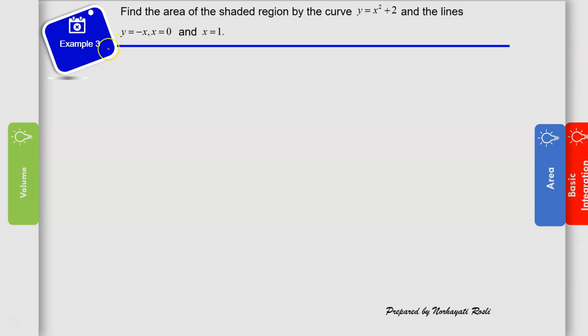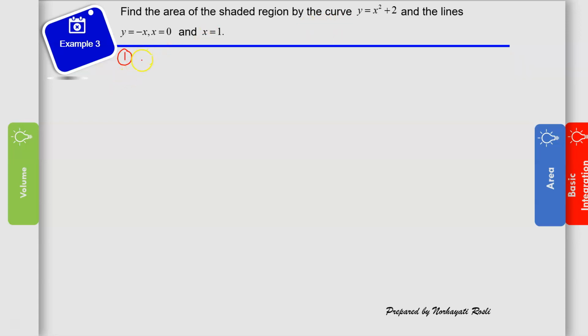So class, now we go to this example 3. We need to find the area of the shaded region bounded by the curve y equals x squared plus 2 and the line y equals negative x, also x equals 0 and x equals 1. Now, the first step, we need to check between these two functions which one is the greater function.